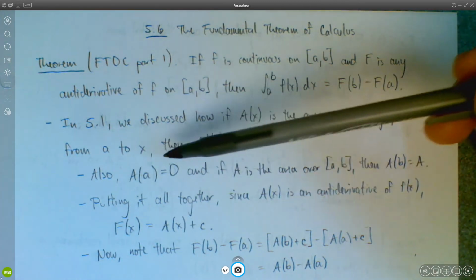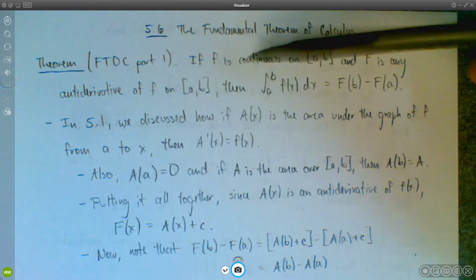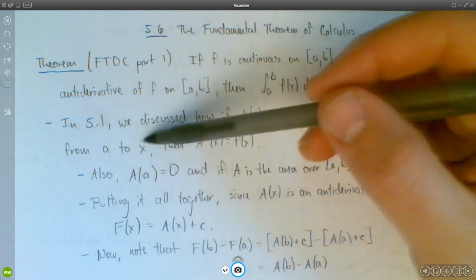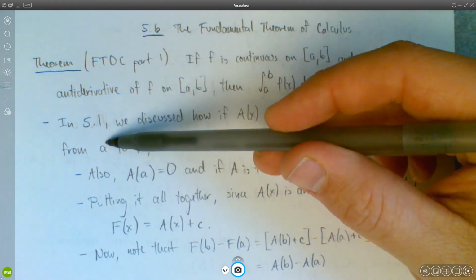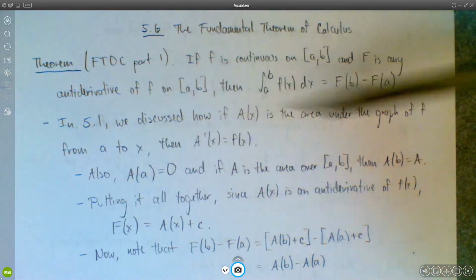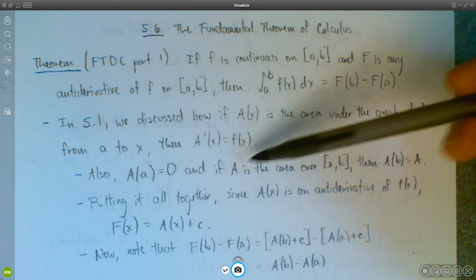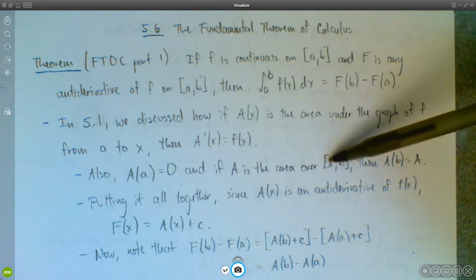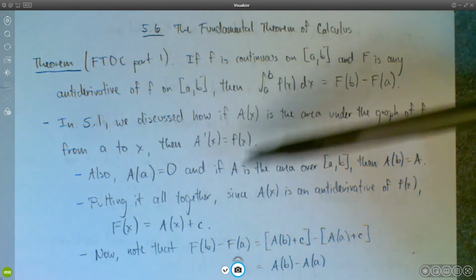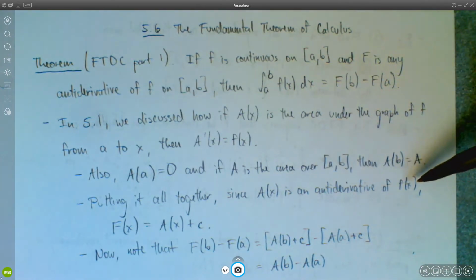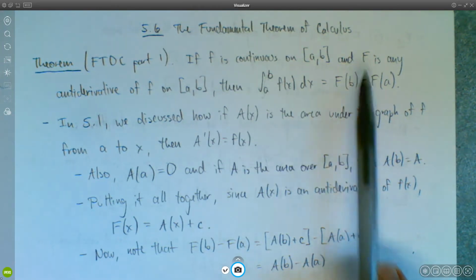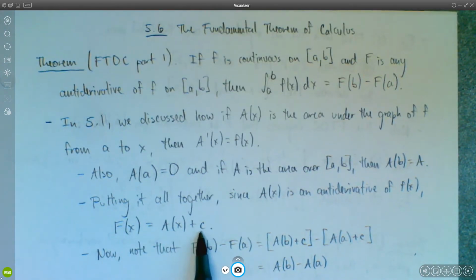You should also note that A of a should be 0, because A of x is the area under the graph between a and x, and so A of a would just be the area between a and a, which would of course be 0. And then if we let A denote the area over the entire interval from a to b, then A of b would equal A. So putting all of that together, since A of x is an antiderivative of f of x, the capital F of x in the statement of the theorem must be A of x plus c for some constant c.